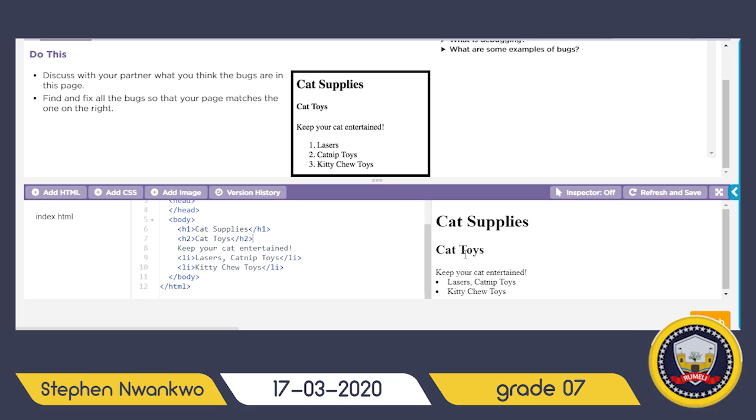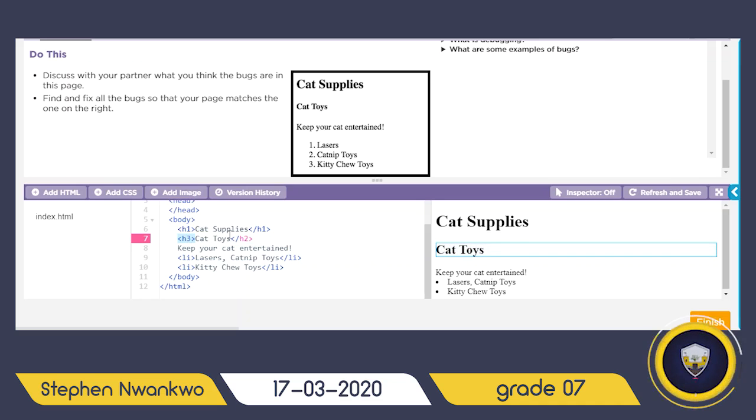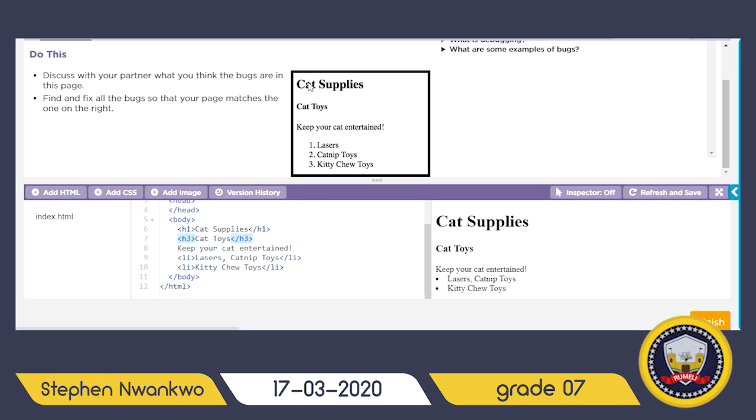For example, this is my cat toys. Here, this is cat toys. Now, merely looking at this, it seems as if my cat toys is bigger than the cat toys we have in the image. What do we do? We reduce it. We go to H3. We use the H3 tag. Now we have exactly the same image.